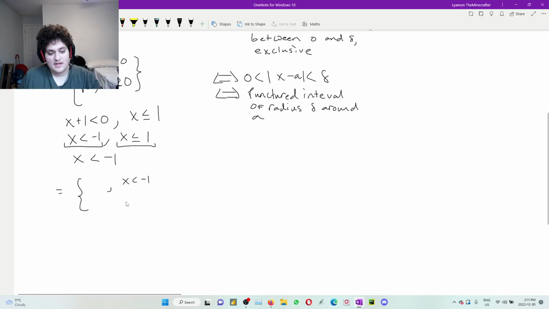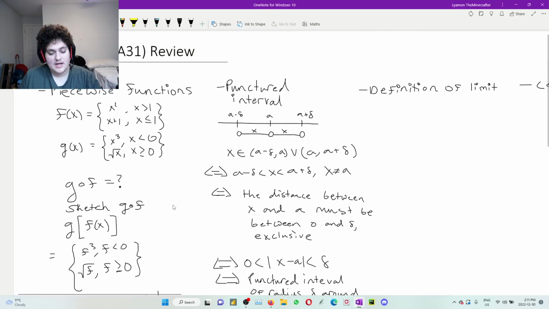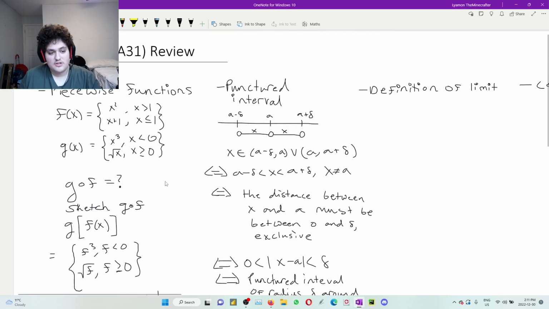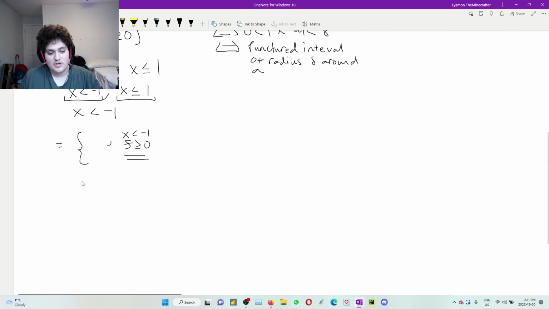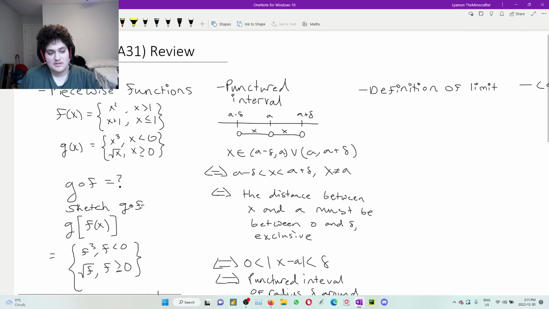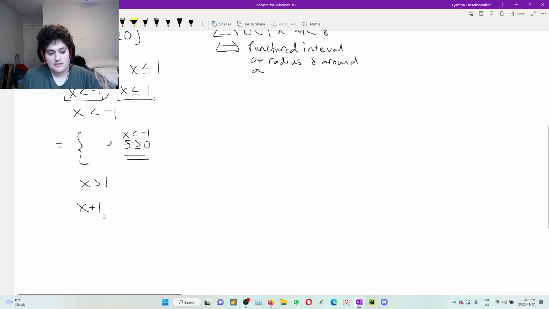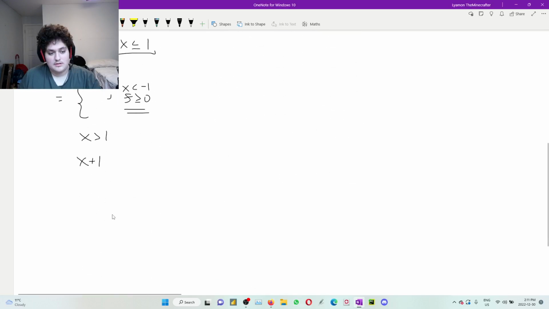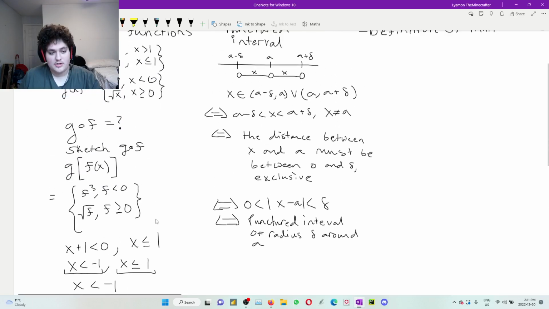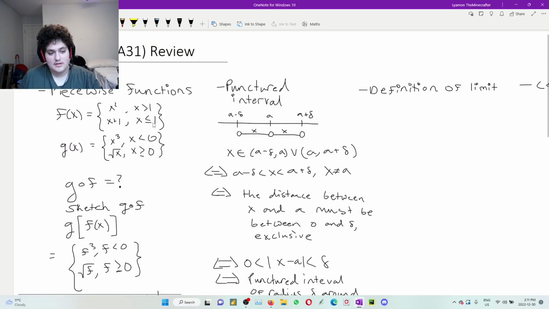So now we need to find the f greater or equal to 0. So how does that happen? Well, x squared is always greater or equal to 0. So when x is greater than 1. And then we can do the same thing we did before here. We want to see when x plus 1 is greater than or equal to 0, but also x has to be less than or equal to 1.